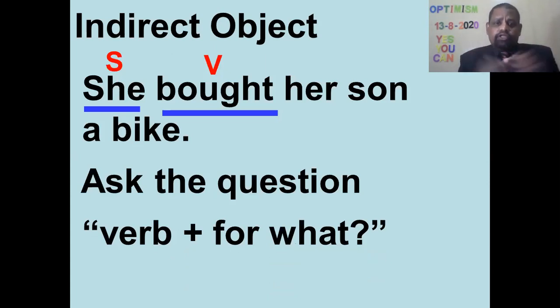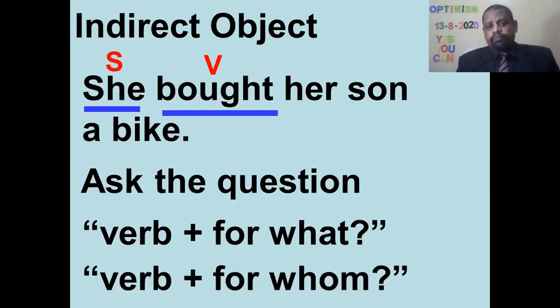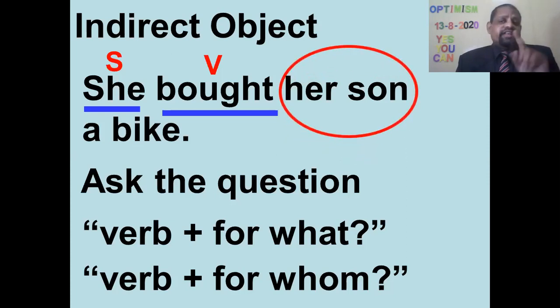What is the verb? Bought. For what? Or for whom? She bought the bike for her son. So in this sentence, her son is what? The indirect object. Where is the direct object? Just take the verb plus what? Bought what? A bike. So a bike is the direct object. That's good.